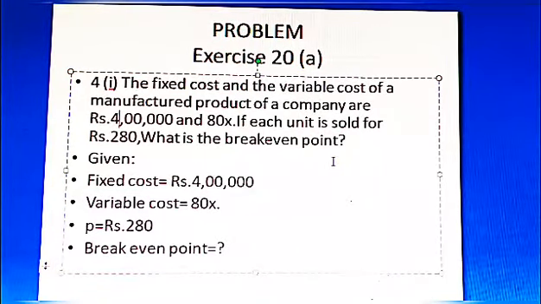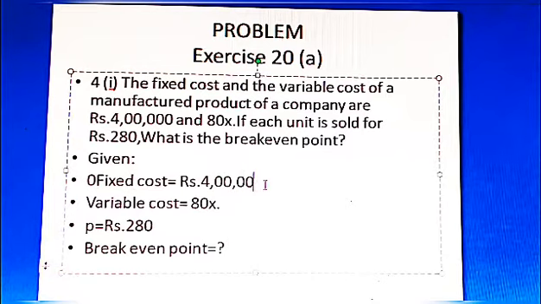So understand the question. That's very important. Here the fixed cost is given. What is the meaning of fixed cost? The cost will not change, and the variable cost is also given. Variable cost means the cost will vary. Fixed cost and the variable cost of a manufactured product of a company are 4 lakh. So your fixed cost will be 4 lakh.